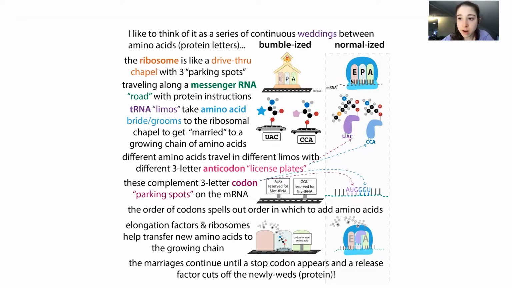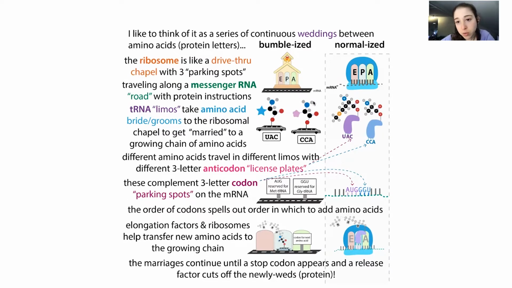So we can think of this ribosome as being kind of like a drive-through chapel with 3 parking spots. And so these would be our E, P, and A sites. And our messenger RNA is kind of like the road that this drive-through chapel is traveling along.